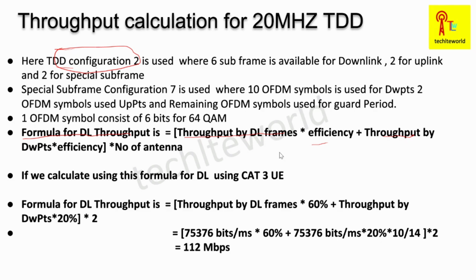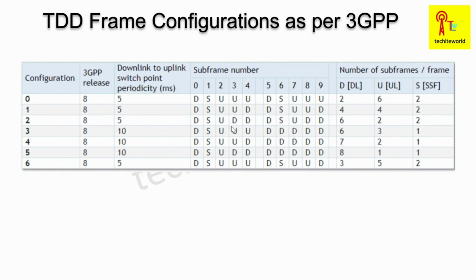So what is this throughput, and what is this efficiency? How can we find the efficiency of this particular downlink frame, right? If you see this table, as we know, we have considered TDD configuration 2, right? For TDD configuration 2, we can see that there are 6 subframes available on the DL side. It means that out of 10 subframes, there are only 6 instances where we are transmitting DL, right? So its efficiency will be 60%. And for the special subframe, if we see, it is 2. It means that only 2 times we are transmitting the special subframe, right? So hence its efficiency will be 20%.